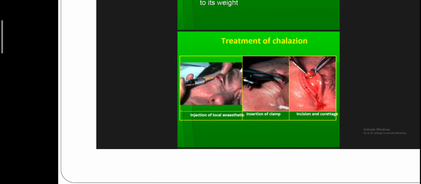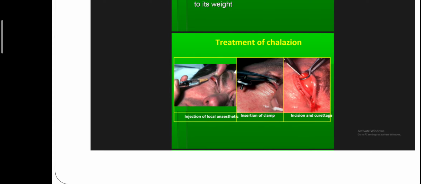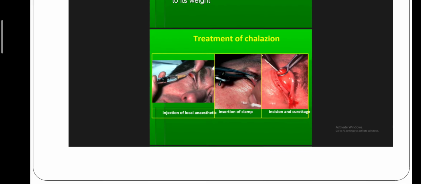So this is all about the commonly given short cases, and pseudophakia will be dealt with by Satyalakshmi ma'am, along with cataract. She'll be dealing with a long case. So thank you.